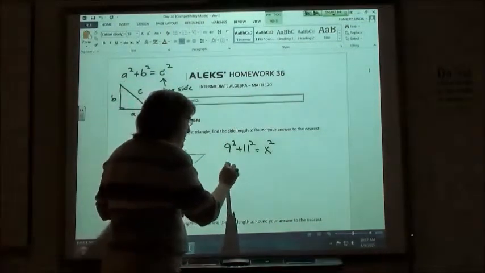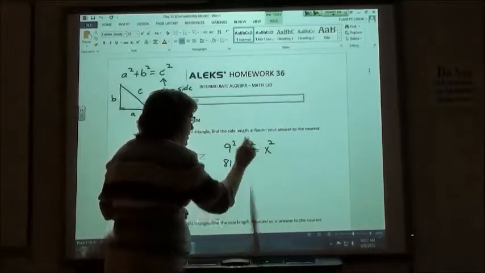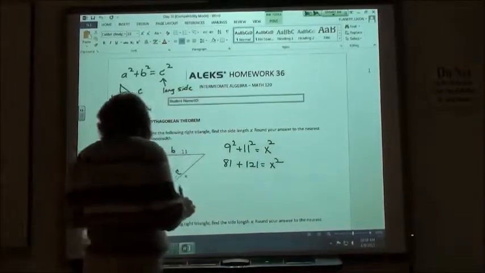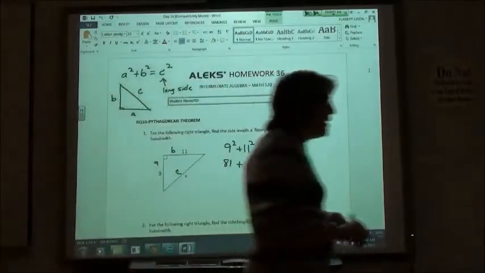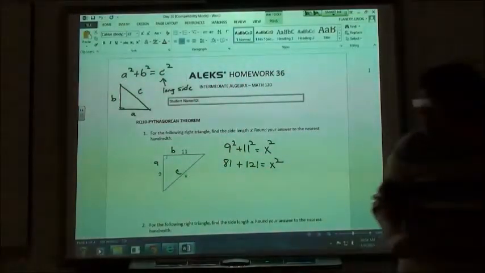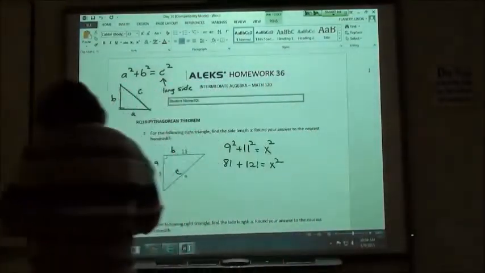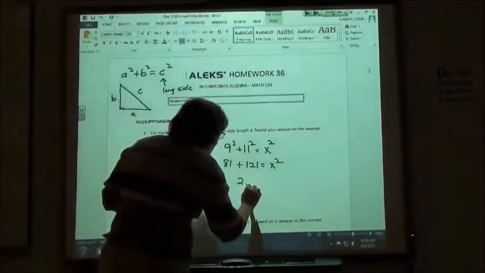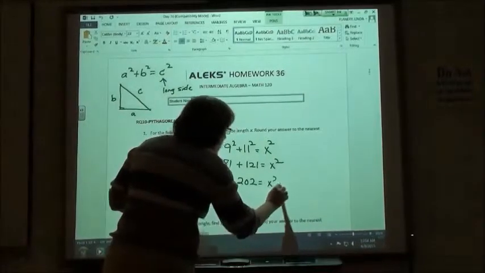9 times 9, 9 squared, is 81. 11 times 11, 121, equals x squared. I am then going to go ahead and add my 81 plus my 121, and I get 202 equals x squared.